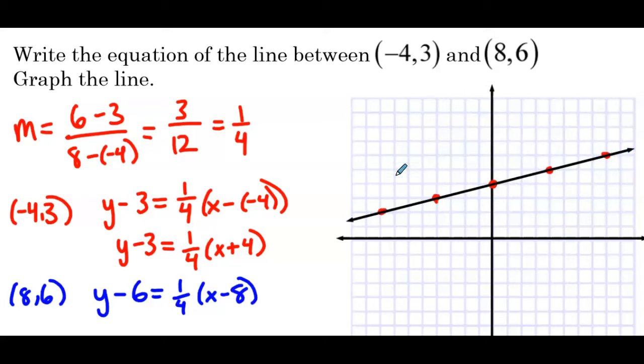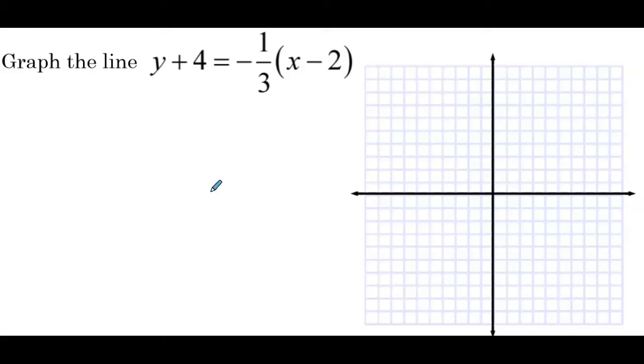So there we have the graph of y minus 3 equals 1/4 x plus 4. Now, given the equation of a line in point-slope form, we have to work in the reverse direction, right? In the previous two examples, we created the equation. Now we have to pull the information out from our equation. So start with the easy part, which is identifying the slope. That's the coefficient here, which is negative 1/3.